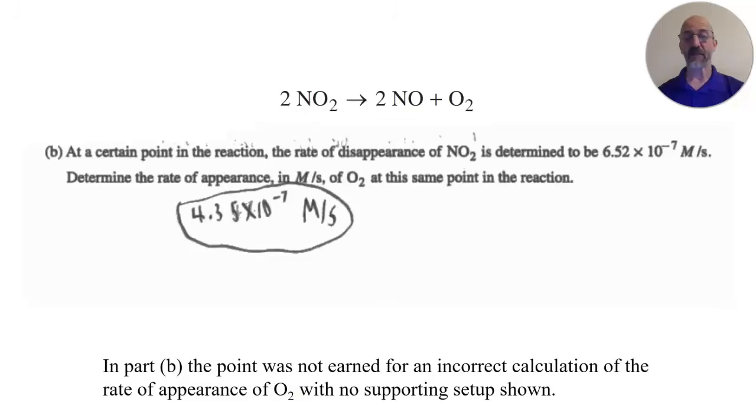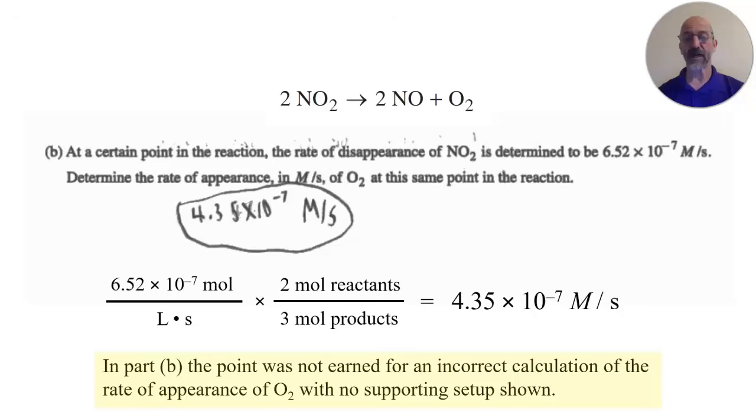And this next student, not only did they get the wrong answer, they didn't show their work. They didn't show the setup for their calculation. So I'm not sure exactly what they did, but I took a guess. Based on the number that they got on their calculator, this is what I think they did, because mathematically, if they took 6.52 times 10 to the negative 7 and multiplied by a ratio of 2/3, they would get the answer. Again, the incorrect answer that they wrote.